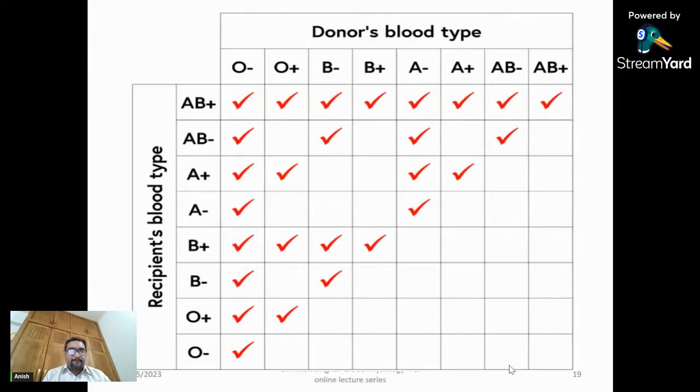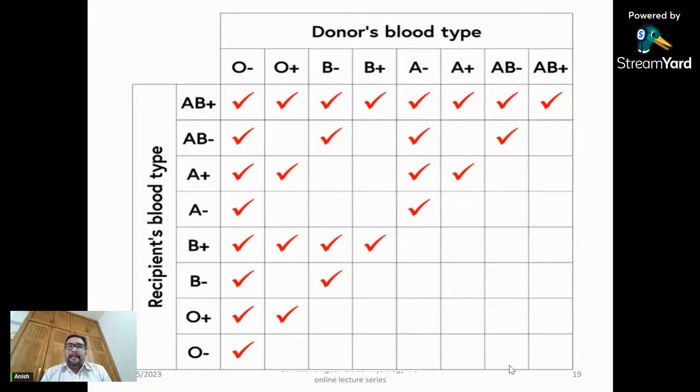Coming to the next part in the red blood cells, one of the most important things on red blood cells is the antigen, or the protein, that detects our blood group. We commonly follow the ABO blood grouping system. There are other blood grouping systems also.